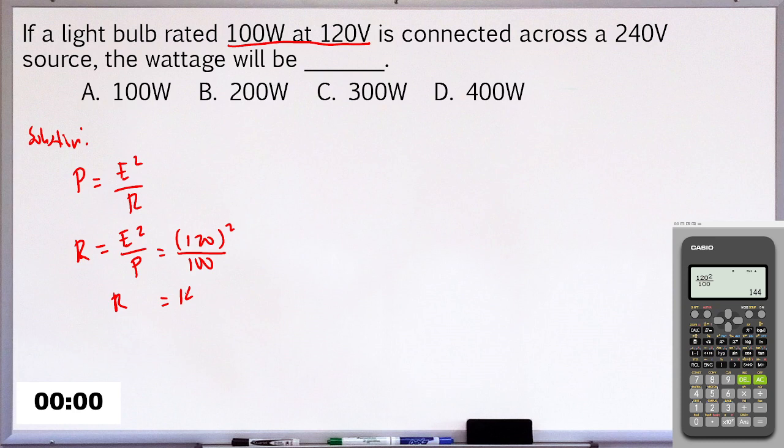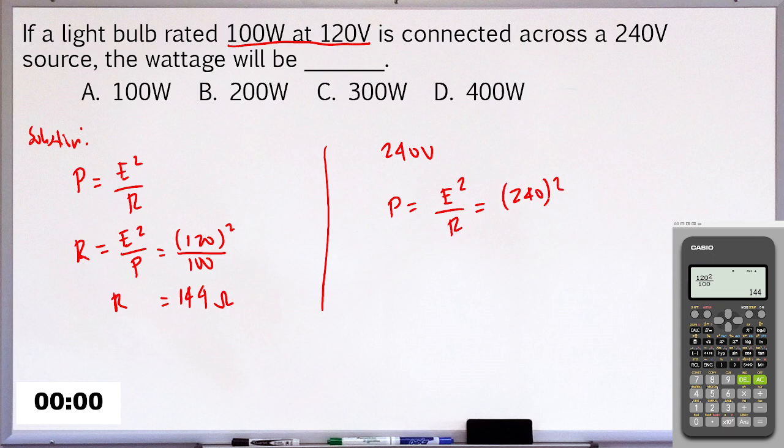144 ohms. So at 240 volts naman tayo, so our power is equal to E squared over R. So we have 240 volts yung gagamitin natin. 240 volts squared over the R na ito, kasi constant ito across any voltage source.